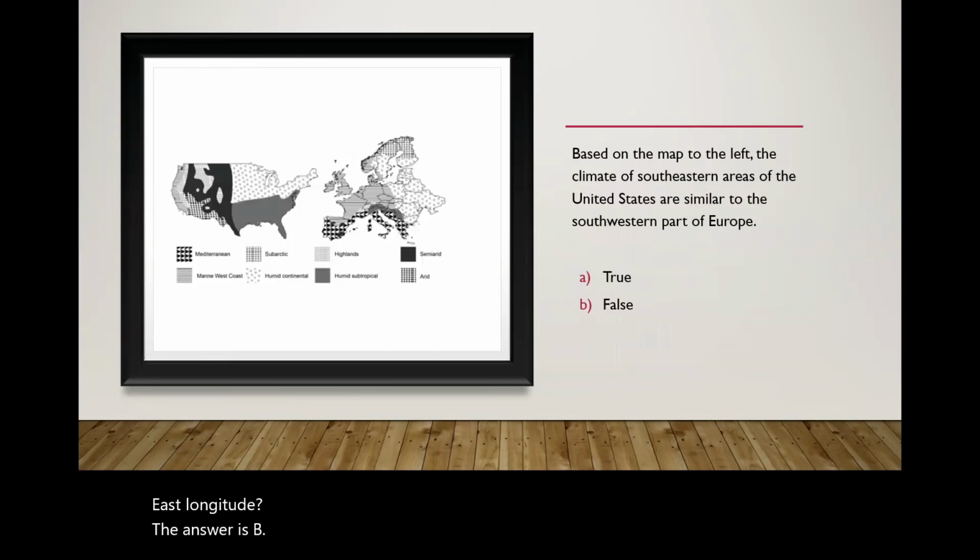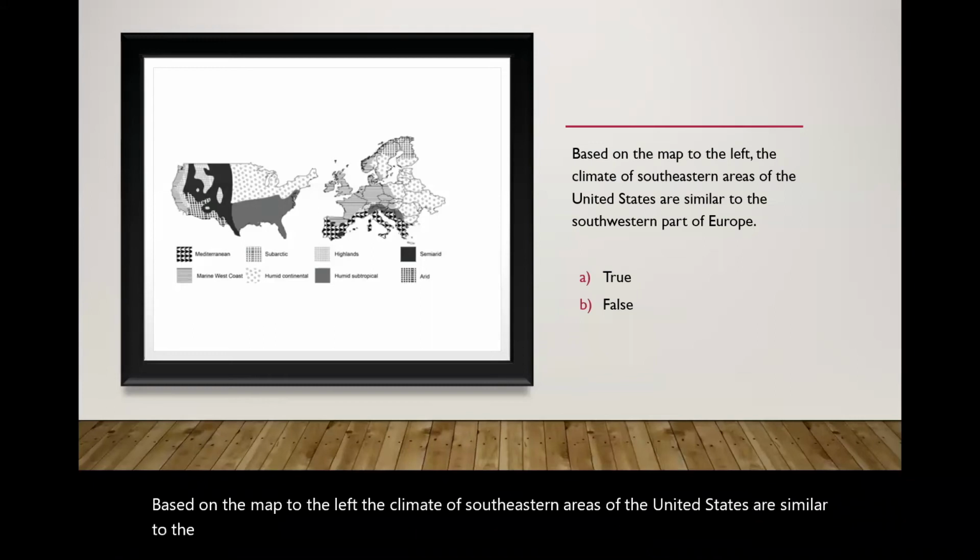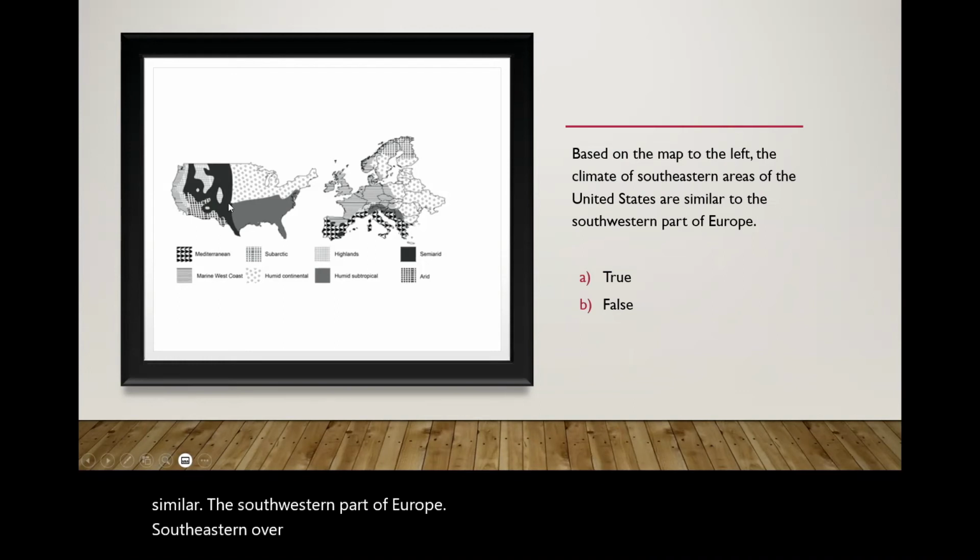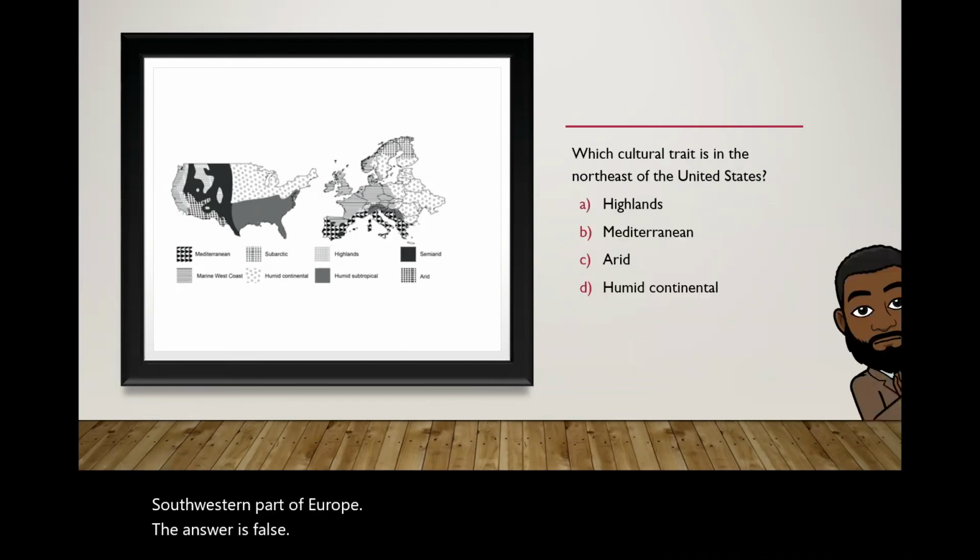Based on the map to the left, the climate of southeastern areas of the United States are similar to the southwestern part of Europe. Southeastern of the United States, southwestern part of Europe. The answer is false. Which cultural trait is in the northeast of the United States? North, east. Humid continental.